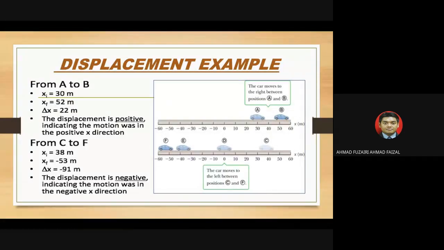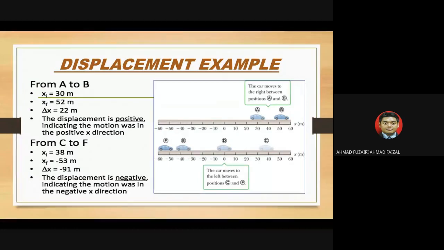This is an example of displacement. We have two situations given. The first situation is from point A to point B. For example, if the car moves to the right from position A at 30 meters and stops at position B, which is at 52 meters, the displacement of the car, delta x, becomes positive 22 meters. We say that the displacement is positive, and this indicates the motion was in the positive x direction.